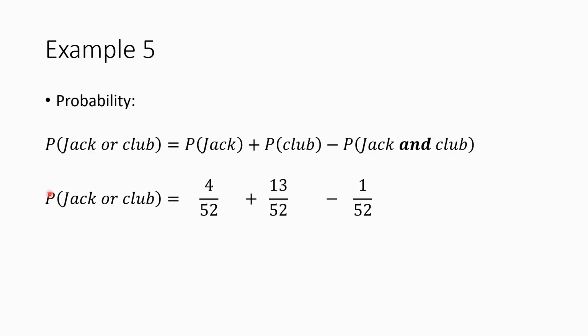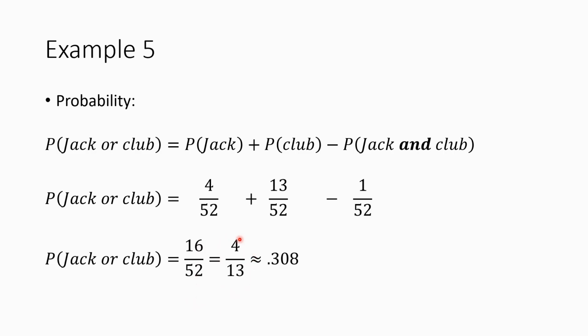at the same time. So the probability of drawing a jack or club becomes 4 out of 52, right? 4 out of 52 cards are jacks, plus 13 out of 52 because 13 out of our 52 cards are clubs. And then we need to subtract off that one card that's both a jack and a club so we don't double count it, because it's been counted here and it's been counted here. So we need to subtract off one of those. Okay, so our 1 out of 52.